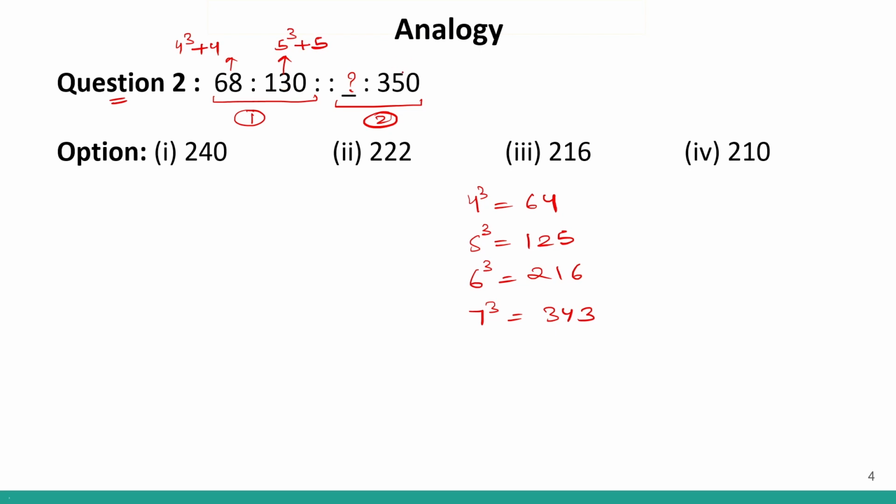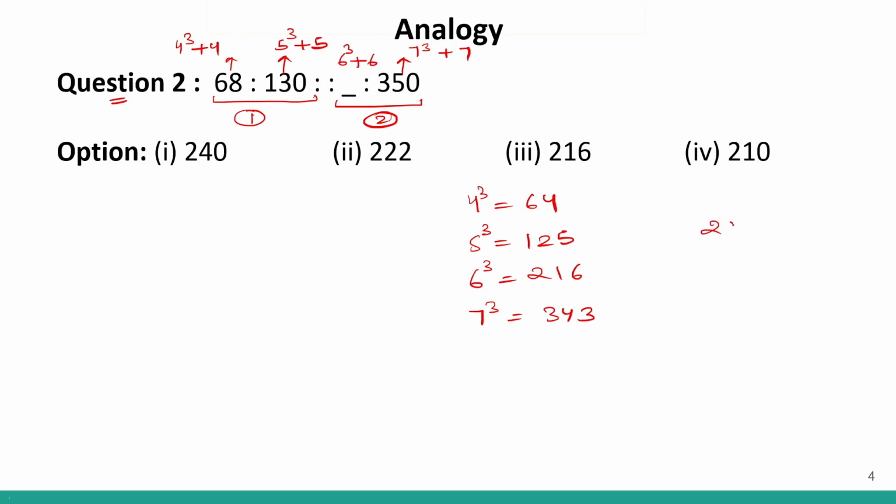Correct? Similarly, over here, 350. If I add 7 cube and 7, so 7 cube is 343. And if I add 7 to that, I will get 350. So now can you see a pattern? Basically, we are taking a number, cubing it and adding the same number. Then we move on to the next number, cube it and add the same number. So here in the missing term, I will get the cube of the previous number plus I will add this.